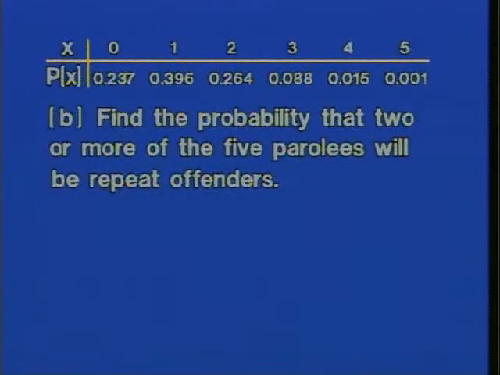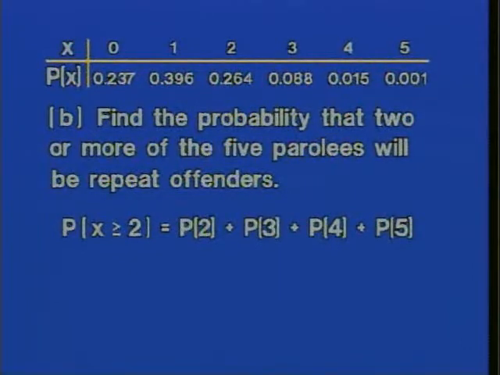The B part says, find the probability that 2 or more of the 5 parolees will be repeat offenders. Once again, there is a direct approach and a kind of indirect approach. The direct approach works like this. The probability that x is greater than or equal to 2 is found by adding probabilities 2 through 5. That is, it's the probability that x is 2 plus the probability that x is 3 plus the probability that x is 4 plus the probability that x is 5. And adding, we get 0.368.